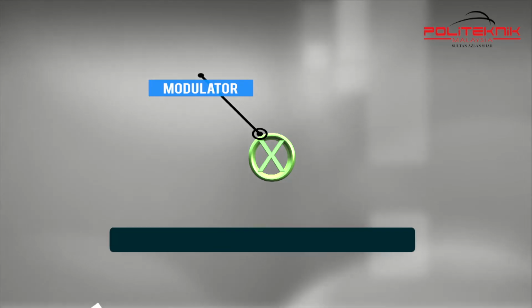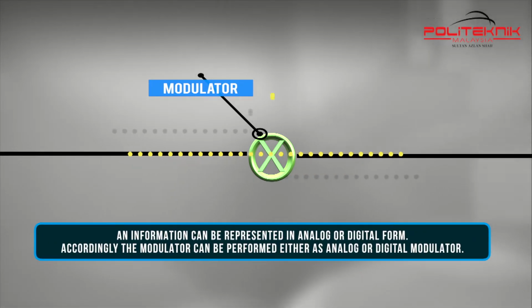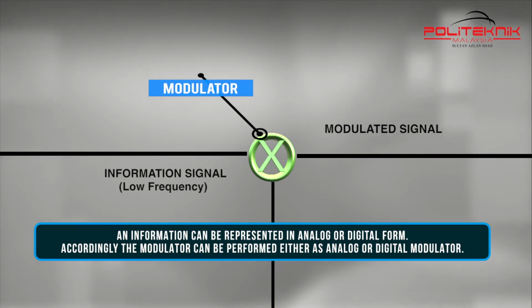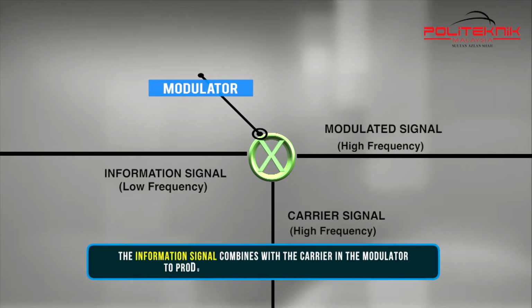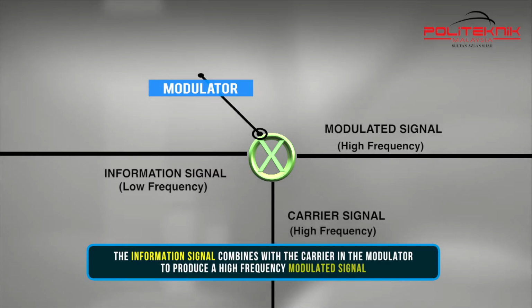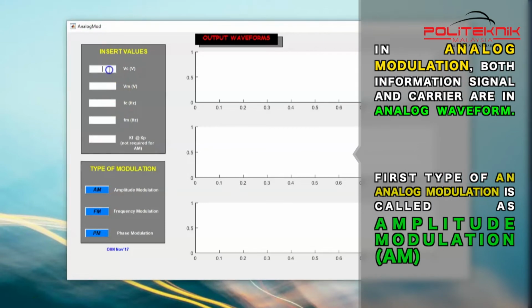Usually, modulation is performed in a transmitter by a circuit called a modulator, and information can be represented in analog or digital form. Accordingly, the modulator can be performed either as an analog or digital modulator. The information signal combines with the carrier in the modulator to produce a high-frequency modulated signal. In analog modulation, both the information signal and the carrier signal are in analog waveform.